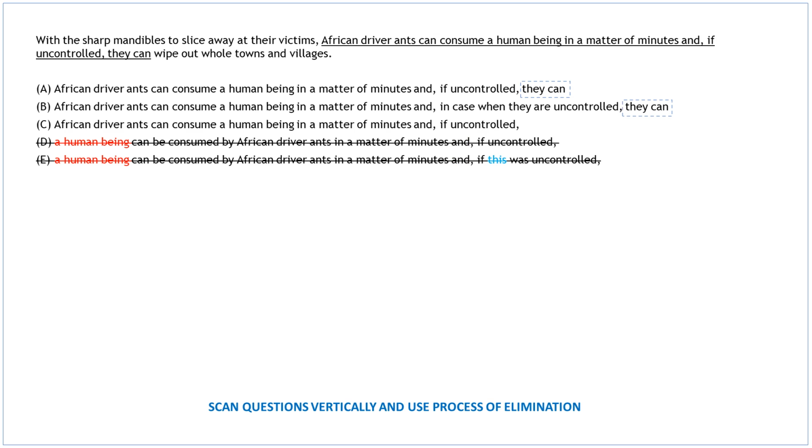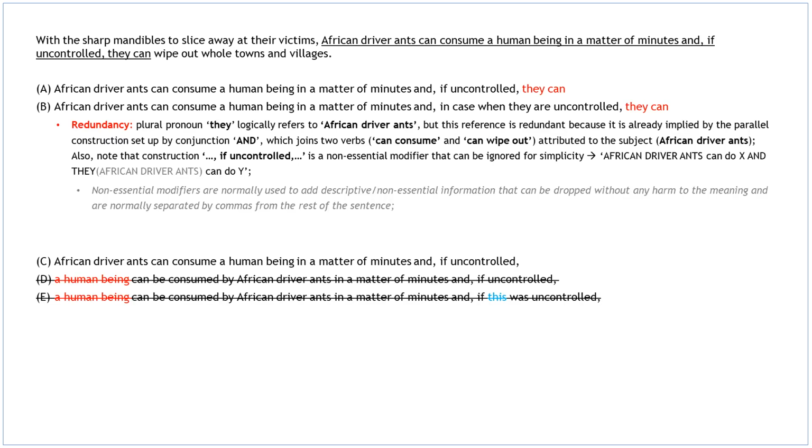Notice that choices A and B both end with the construction "they can." The plural pronoun "they" logically refers to African driver ants, but this reference is redundant because it is already implied by the parallel construction set up by the conjunction "and," which joins two verbs, "can consume" and "can wipe out," attributed to the same subject, African driver ants. African driver ants can do X and they, African driver ants, can do Y.